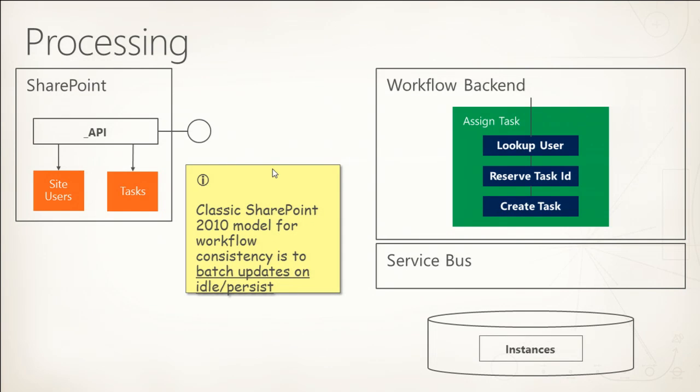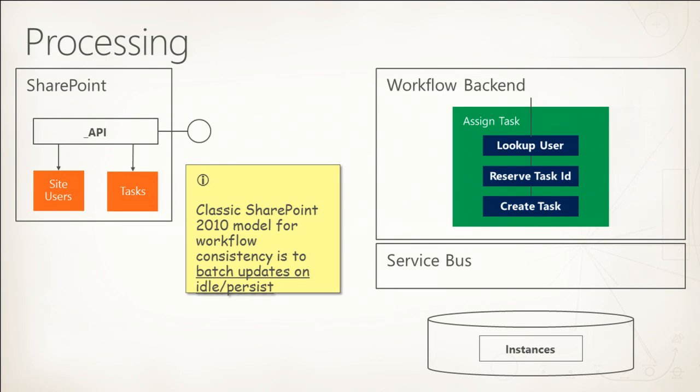A note here is that we're going to look at how the consistency model works, and those of you that have done a lot of workflows with 2010 know that in 2010 we had a consistency model. Consistency is what is the state of the workflow versus what is the state in SharePoint. We had a model that we called batch updates, and then write on. We batch the updates and then we write them when the workflow reaches an idle point or when it wants to persist.